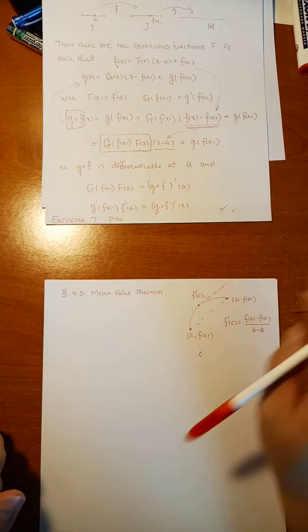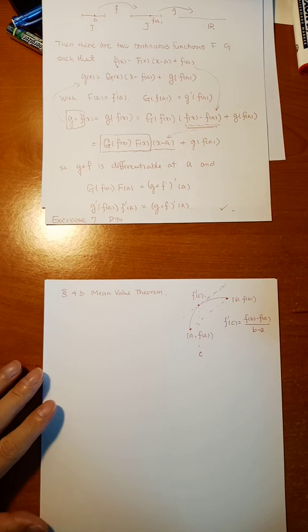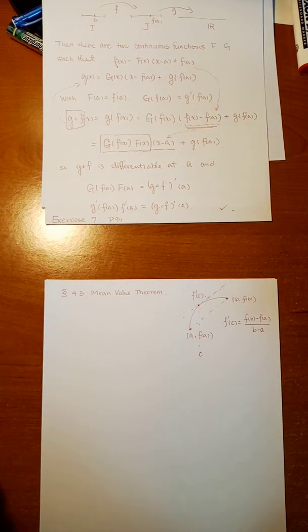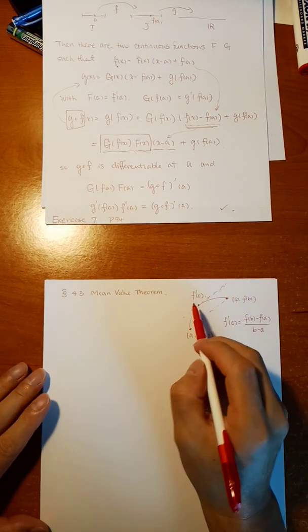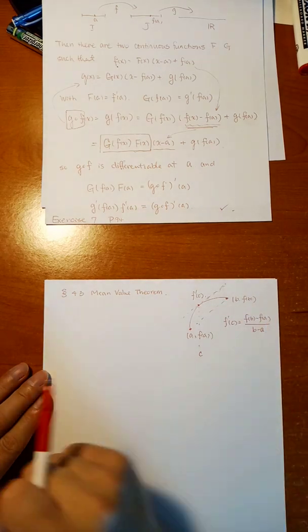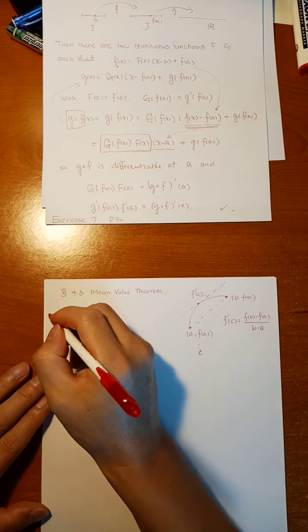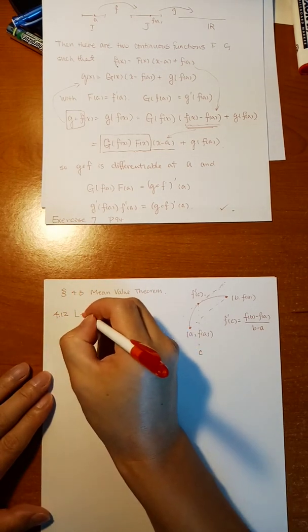Okay, so you just compare the chord. That's all. The simplest geometric explanation, but the mean value theorem is extremely important. It connects the derivative with the values at the endpoints. Okay, now let's solidly prove the mean value theorem.